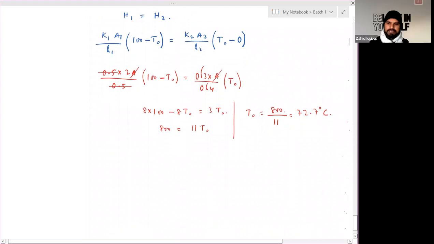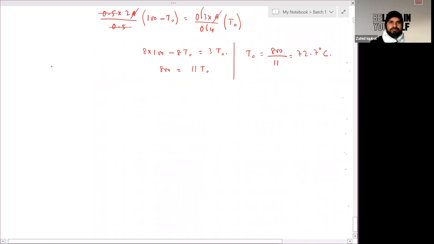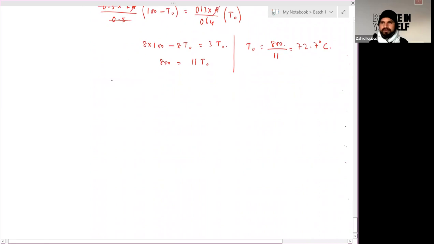Okay. Next, there will be another type of combination for which you have to calculate junction or temperature of junction. So for that part, let me define for you a concept, that is Kirchhoff's law of electricity, or it is also called Kirchhoff's current law, based on conservation of charge.